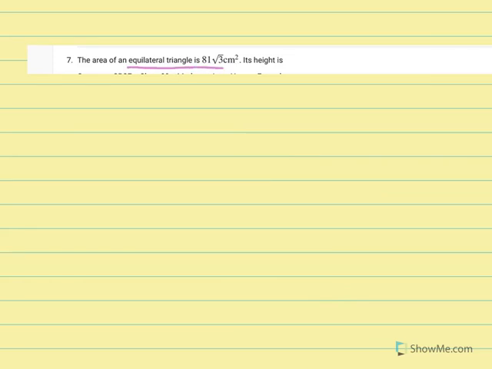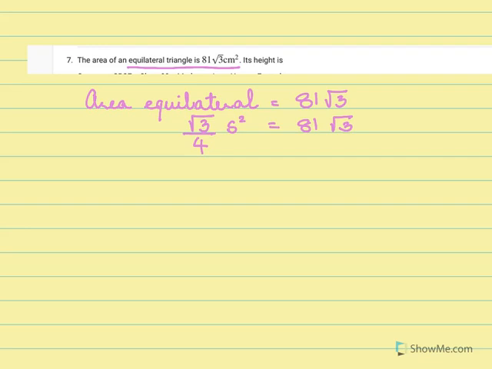The area of the equilateral triangle is 81 root 3. Find its height. So here we have area of equilateral triangle is 81 root 3. That is given to us. But we know the formula for area of equilateral triangle, root 3 by 4 side square, is 81 root 3. So here we cancel root 3 on either sides, and then we get s square equal to 81 into 4. So s is under root of 81 into 4. So s equal to 9 into 2. The side s equal to 18.